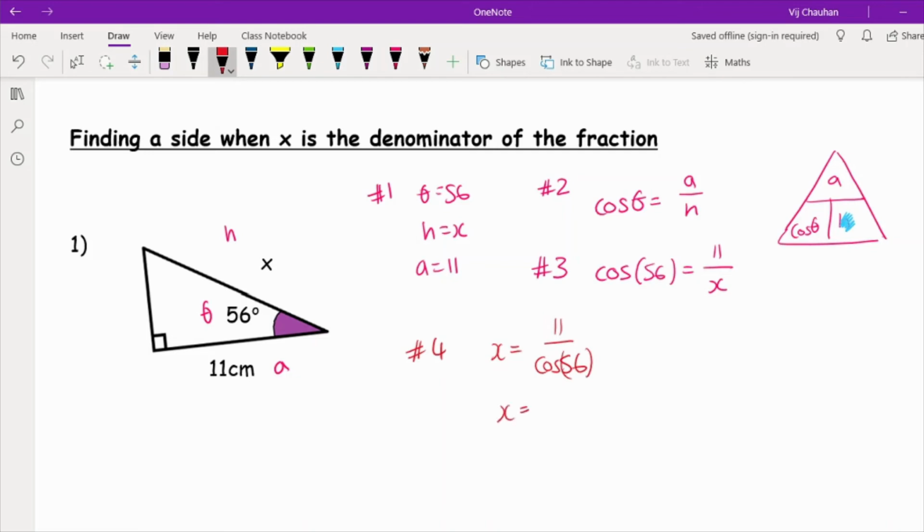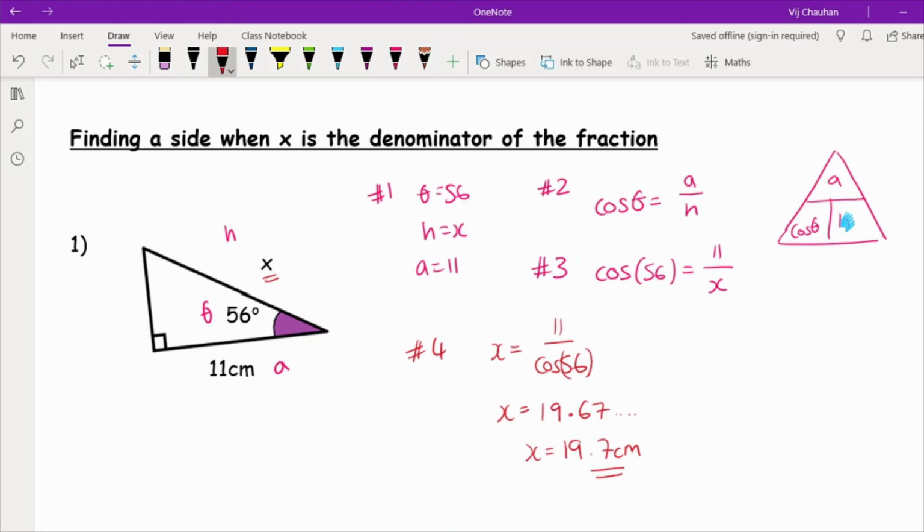Now if I type that into my calculator, 11 divided by cos 56, it ends up giving me 19.67, and so forth. To one decimal place, that's 19.7 centimeters. Now again, going back to the original question, x is the hypotenuse, so it needs to be the longest side, therefore I'm expecting an answer that's bigger than 11. And is the x value bigger than 11? Yes, it is, so there's a very good chance that I've got this correct.